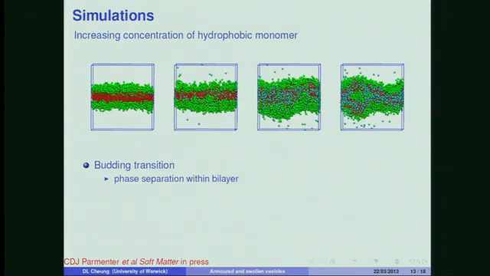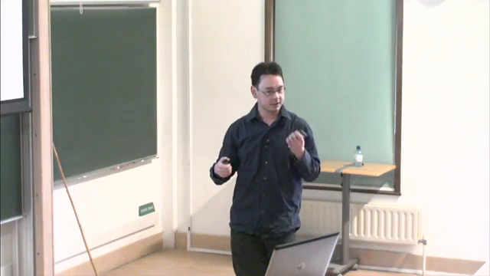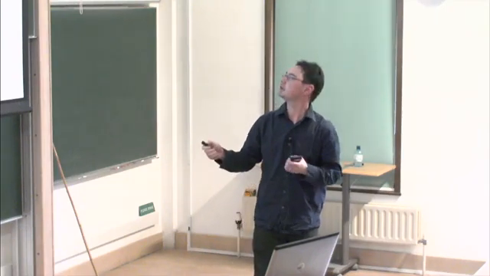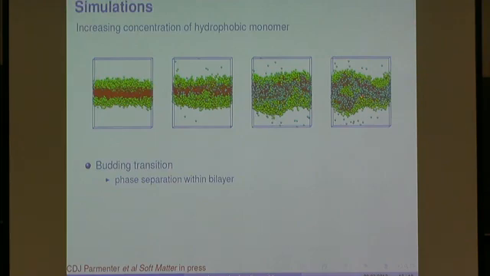But then above a certain density of these monomers, we see a very large change in the structure of the bilayer. In particular, you see a little bud of head groups has developed inside the bilayer, inside the vesicle. And it's not shown, but there's also a little bit of solvent in there as well. So it's kind of like the formation of a miniature vesicle inside a vesicle wall.